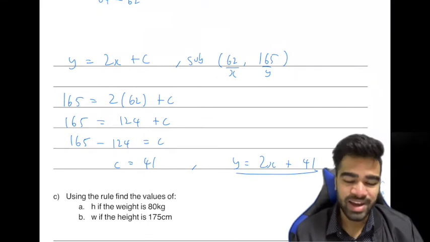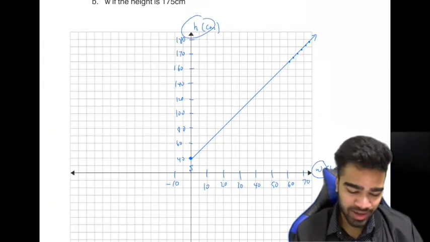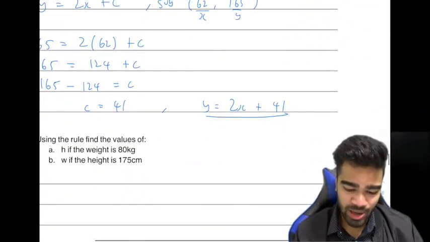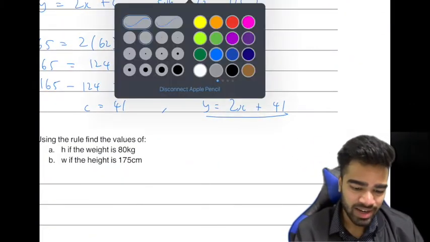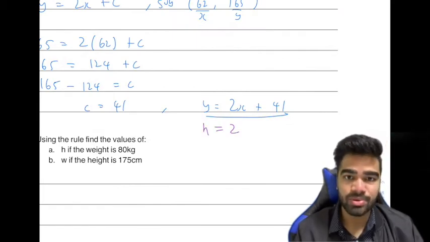We don't have y and x in this question. What do we have? We have h and w, right? So this equation cannot have y and x in it. It must have, what was our vertical variable or y variable? It was h. So h is equal to 2. And what was the x variable?